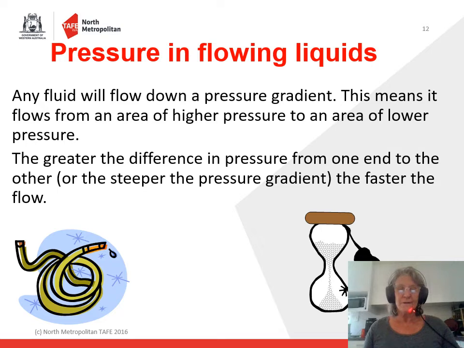Now, the greater the difference in pressure from one end to the other, the faster the flow. So if I put a tank very high on a hill, I'm going to get a much faster flow of liquid than if I put a tank right next to my house. So the steeper the pressure gradient, the faster the flow.